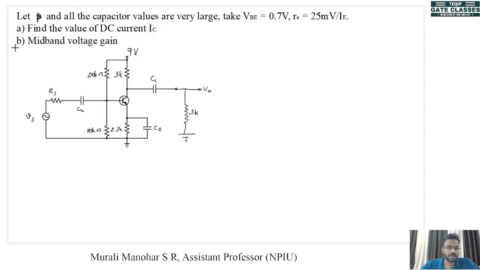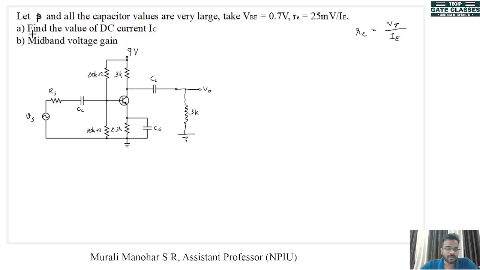Now let's do a problem. So here we have a question. This is an emitter bypassed common emitter amplifier with voltage divider bias. Let beta and all the capacitor values be very large. Take VBE equal to 0.7 volt and re is equal to 25 millivolt divided by IE. This is obtained by the relation re is equal to VT divided by IE, where VT is the thermal voltage, and the thermal voltage at room temperature is 25 millivolt. So for finding out re, you can use this relationship anywhere, that is re is equal to 25 millivolt divided by IE. IE is the DC value of emitter current.